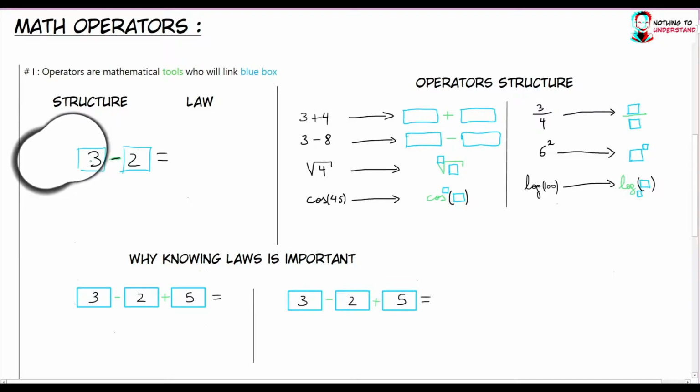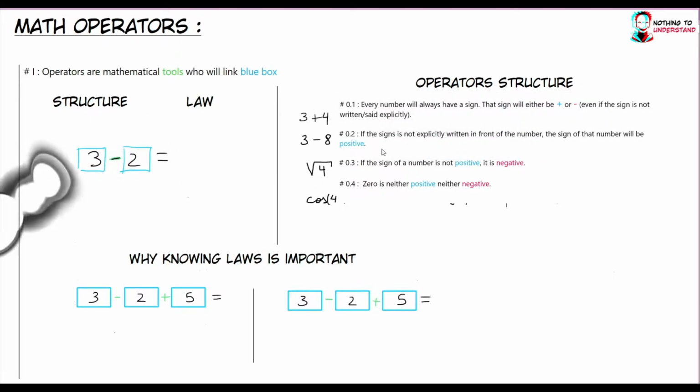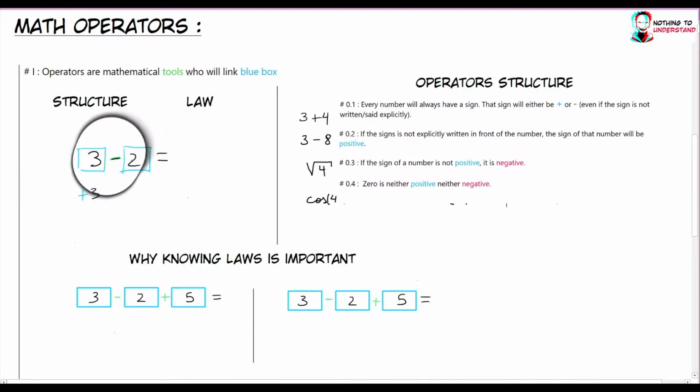So what's inside the box? I have a 3. And if you look back again at the law of the signs, if the sign is not explicitly written in front of the number, the sign of that number will be positive. Okay, so here I have a 3, nothing in front. This will be a positive 3. Here again I have a 2. Is there something written in front? You will tell me yes, there is a minus, but this is the minus operator.